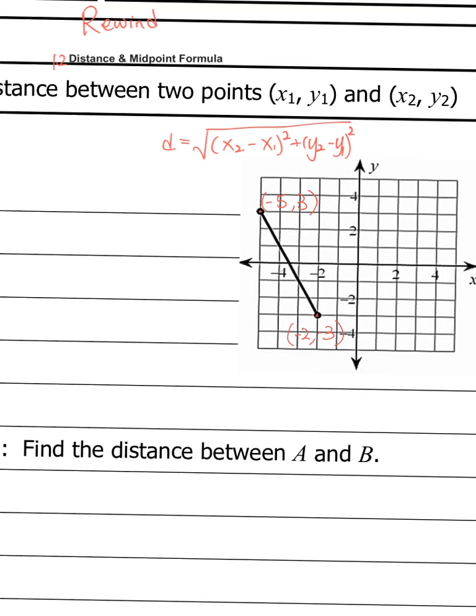But before we do that, I want you guys to look at this. Why am I using x2 minus x1, which is -2 minus -5? -2 minus -5 is -2 plus 5, which should give me +3. So why am I doing that? I want to draw your attention to this right triangle.